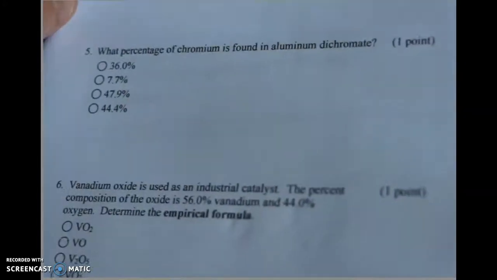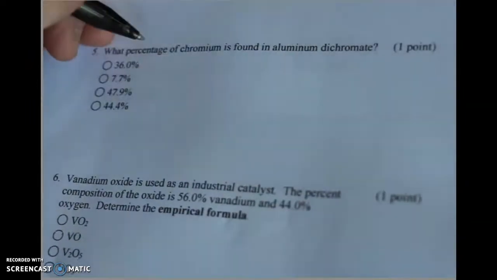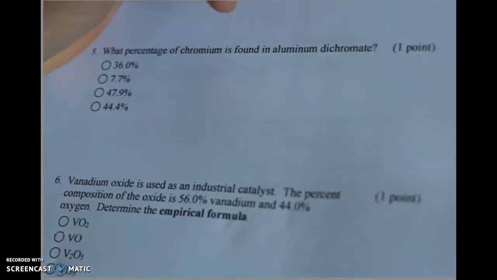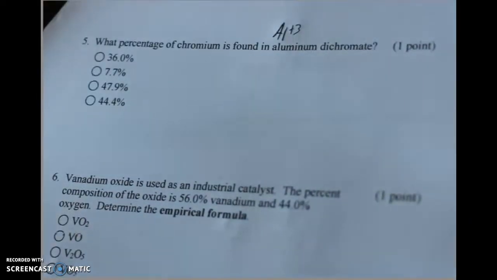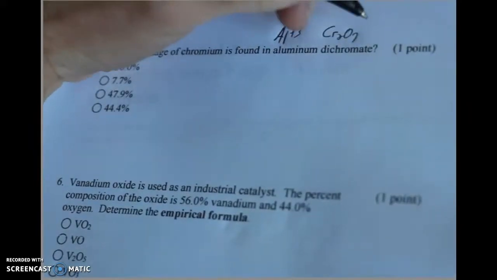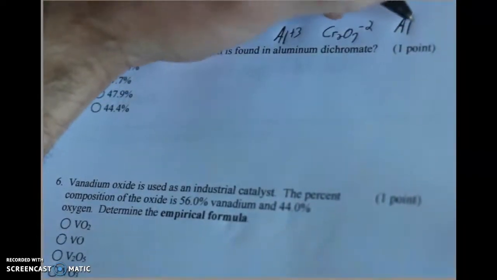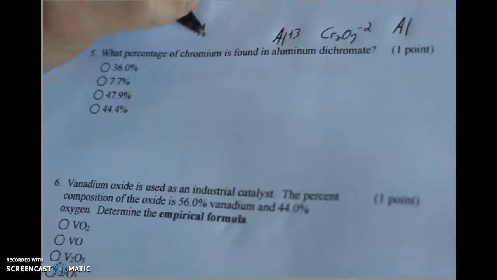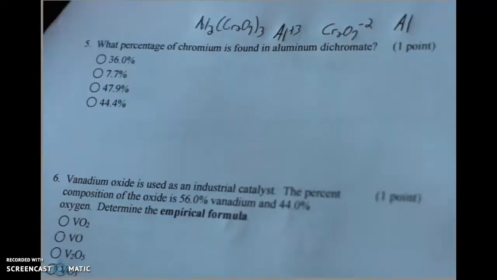Okay, number 5. What percentage of chromium is found in aluminum dichromate? So for this problem, whenever you see percentage, you think percentage is a part divided by the whole. Now aluminum has a +3 oxidation number. Dichromate is a polyatomic ion. It's Cr2O7 with a -2. So when you put all that together, you get Al2(Cr2O7)3, Cr2O7 in parentheses with a 3 outside.